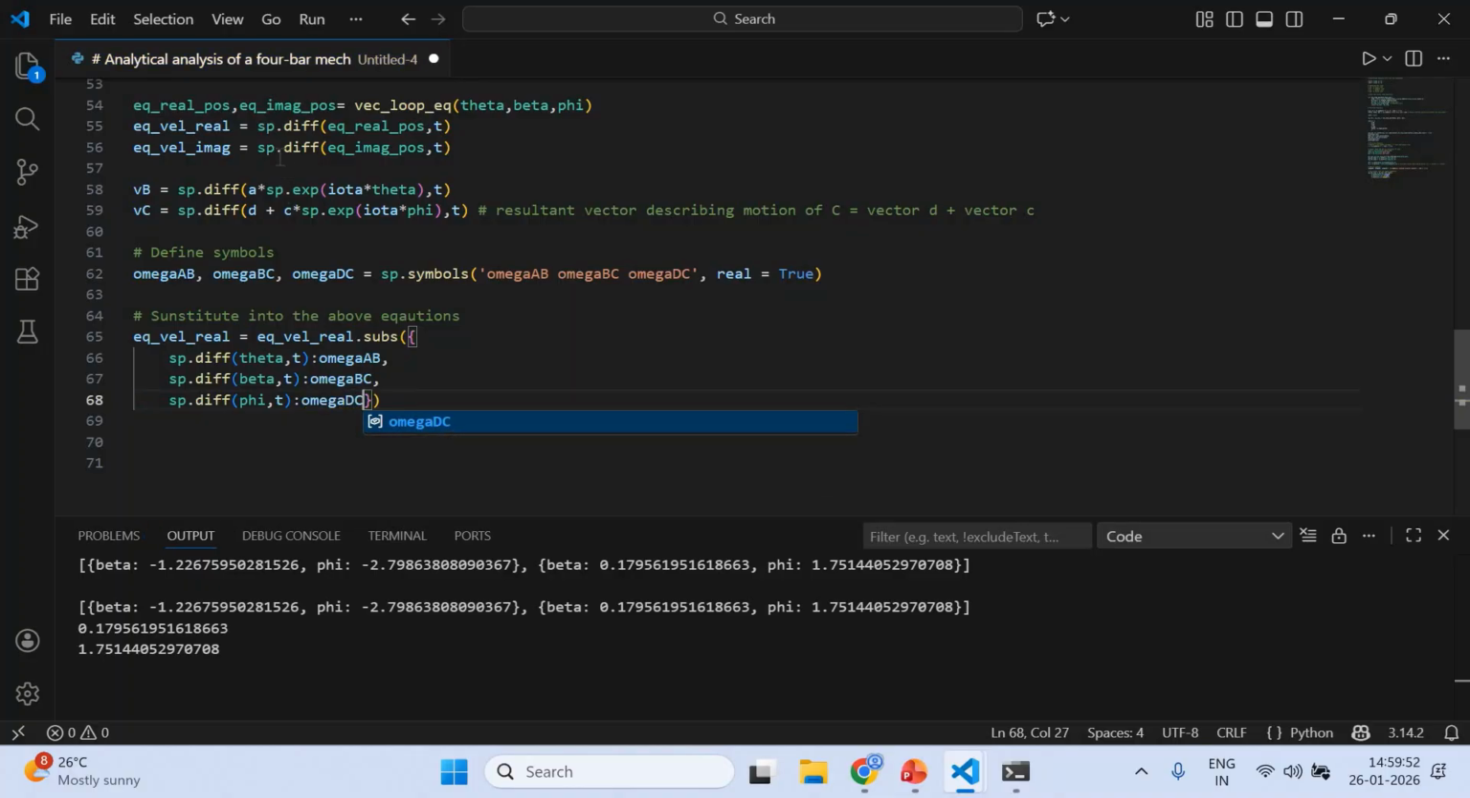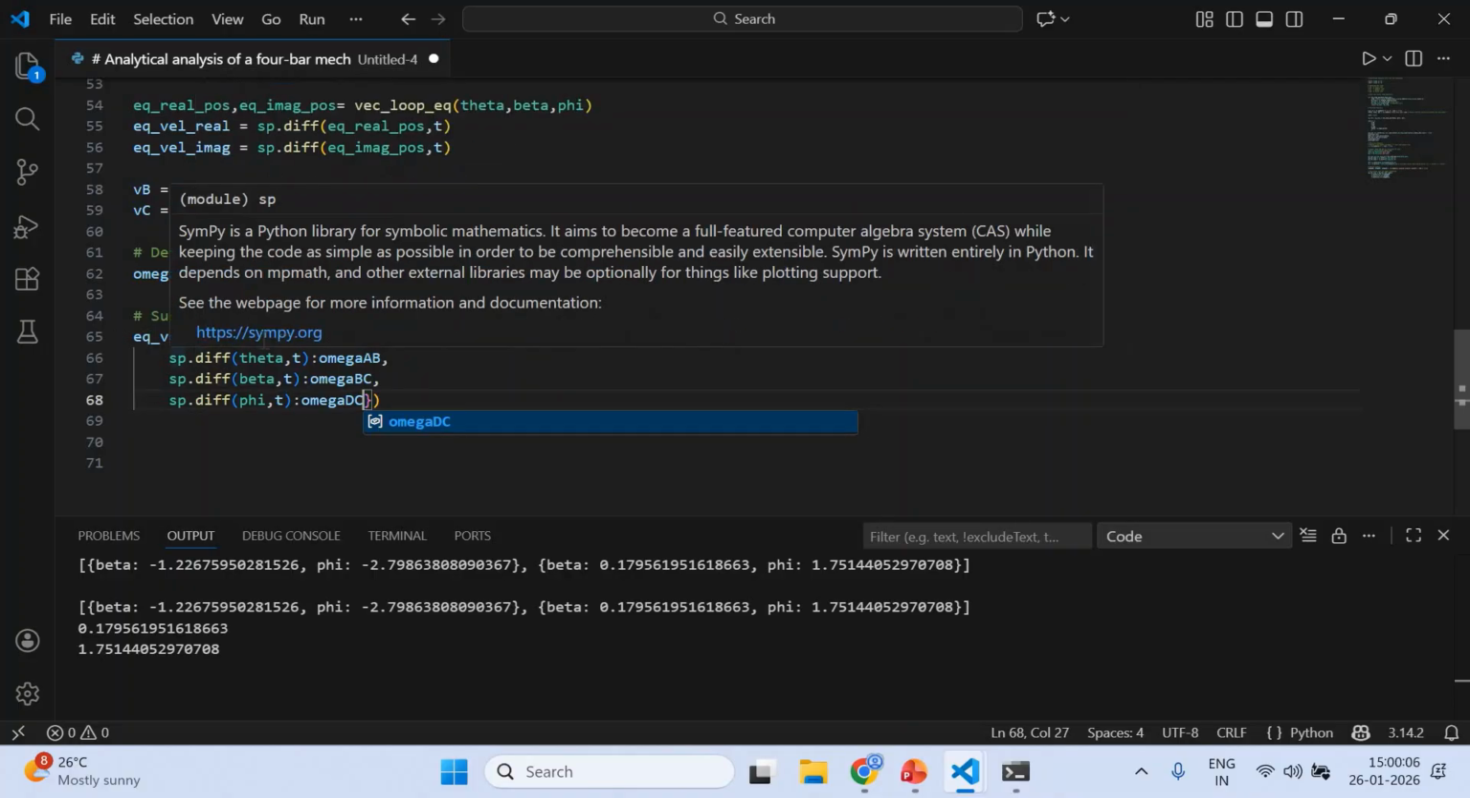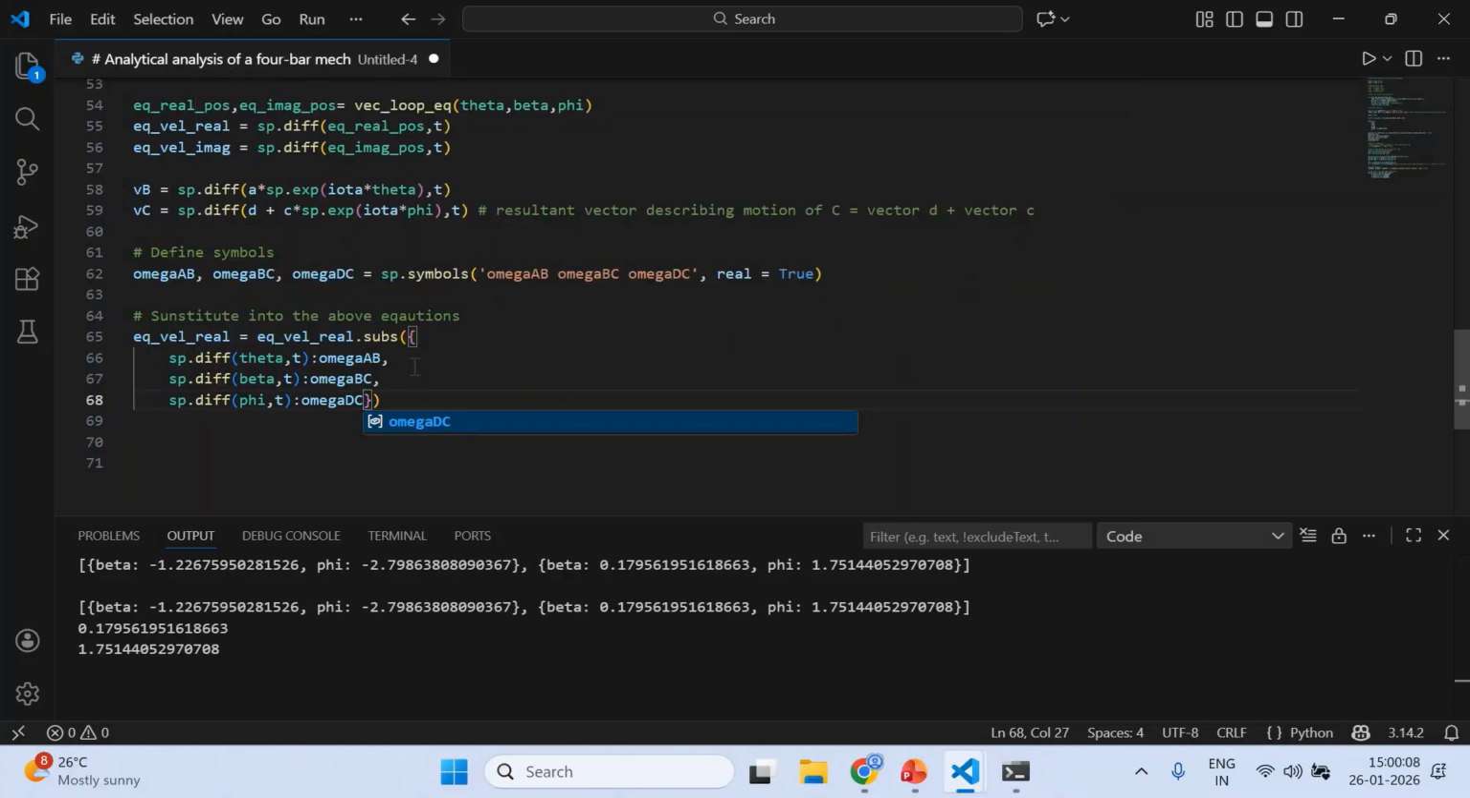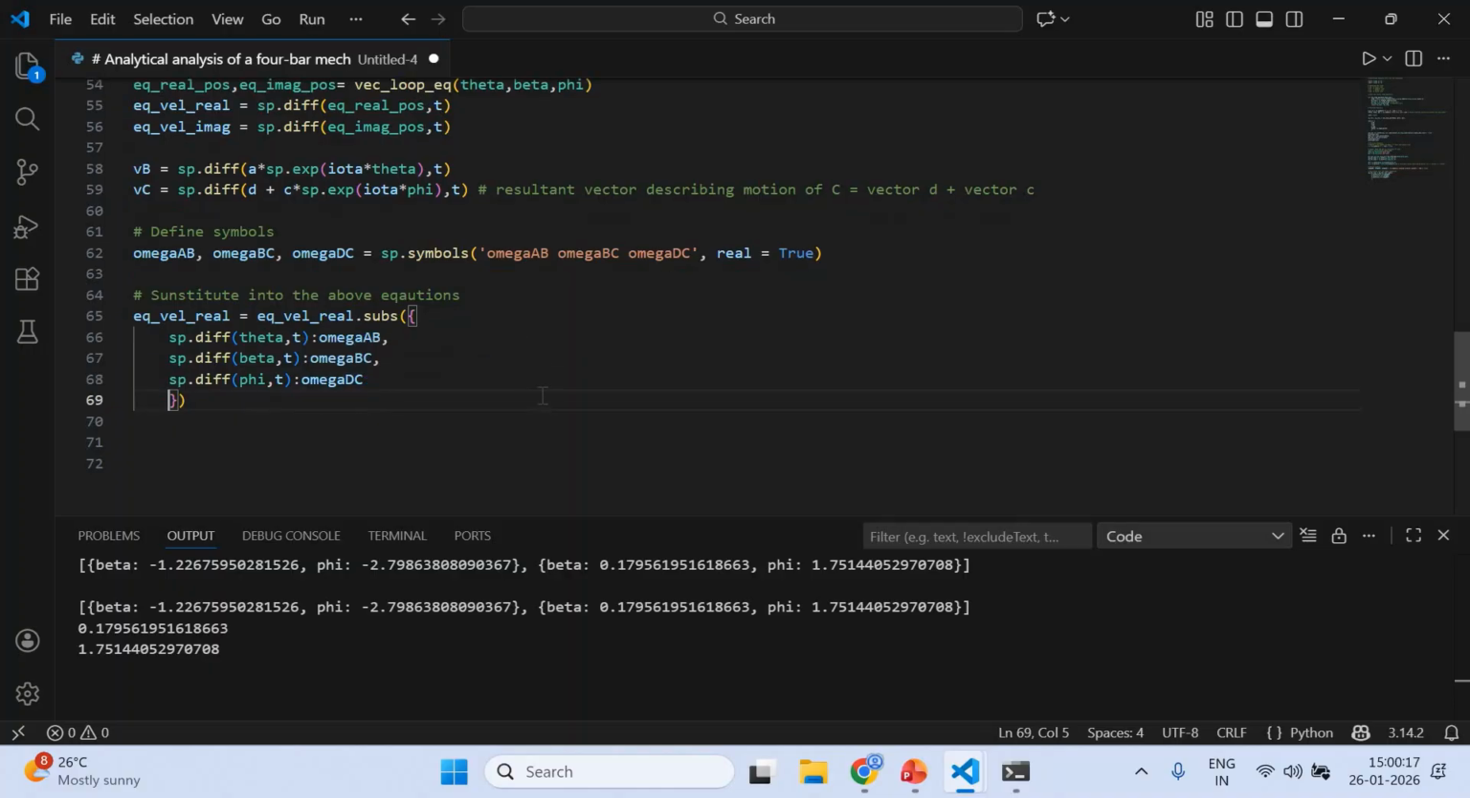So what we did is very obvious. Here we differentiated these two equations at line numbers 55 and 56, and now in these two line numbers we are simply replacing the differentiations of theta, beta and phi with omega AB, omega BC, omega DC. Now let me enter it here. So just close the curly brackets in the final brackets.